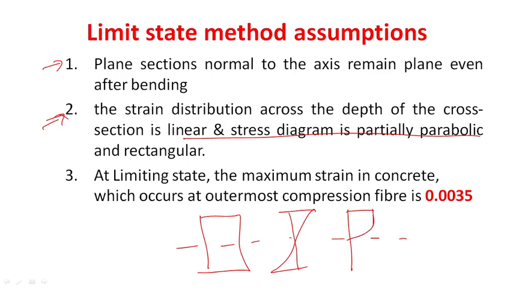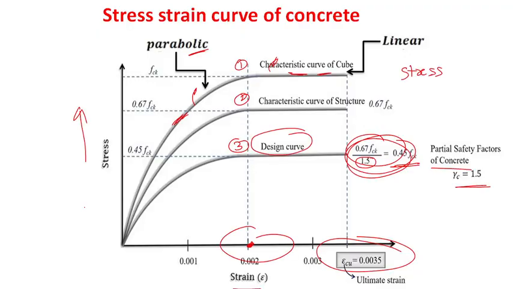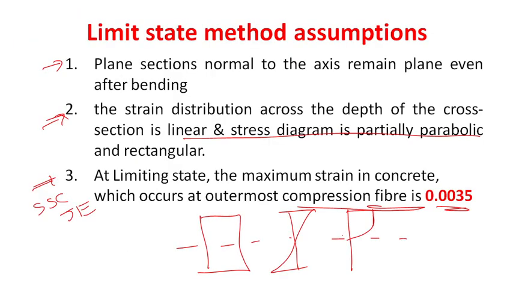Okay. And third point, in limit state, the maximum strain in concrete occurs at the outermost compression fiber. This point is very important in SSC JE. Every year they may ask this question. This one I have just told you. Yes, here you can see the outermost compression fiber, that is 0.0035. We can say that is the ultimate strain. Okay, so this point you have understood.